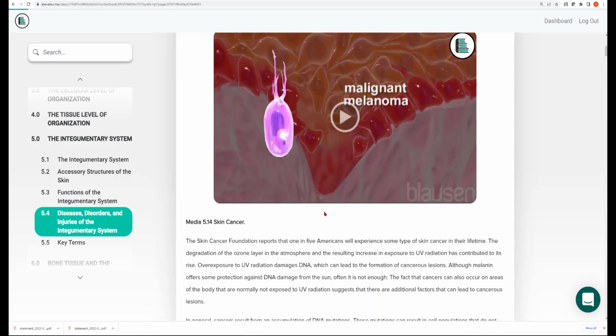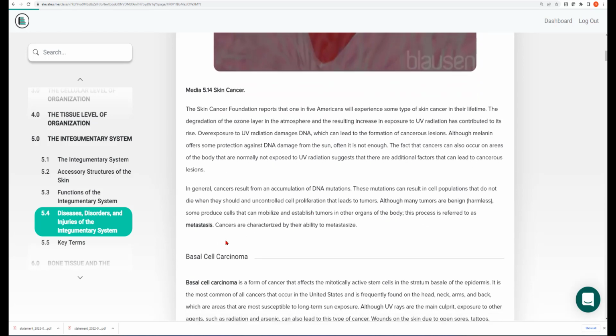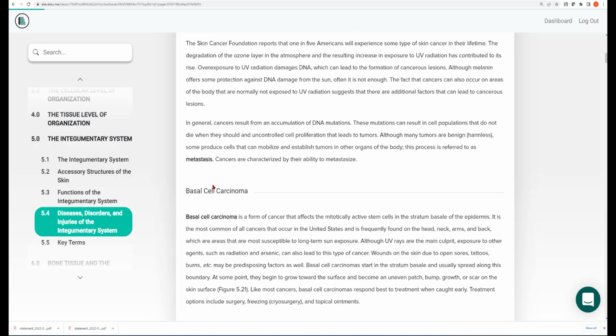A couple different types of cancer. One is basal cell carcinoma. Well, you already kind of know exactly where it's starting. It's starting from the basal cells. So this is a cancer that is forming from those cells down in the stratum basale. It's the most common type of all cancers, and the most common type of skin cancer. And it's found typically on the body where there's more sun exposure.